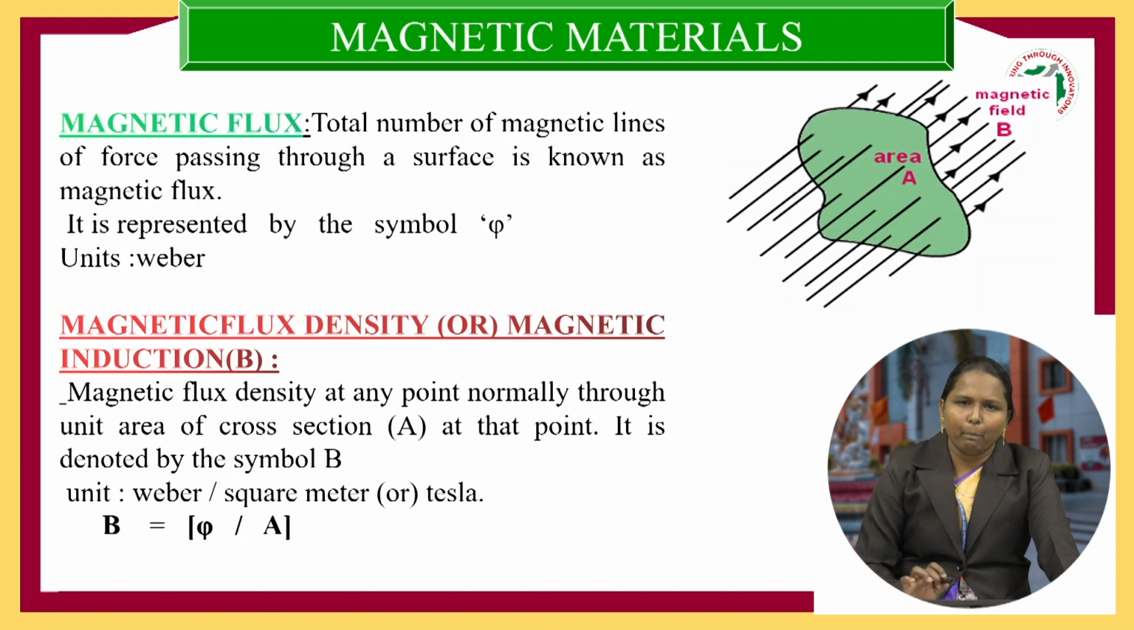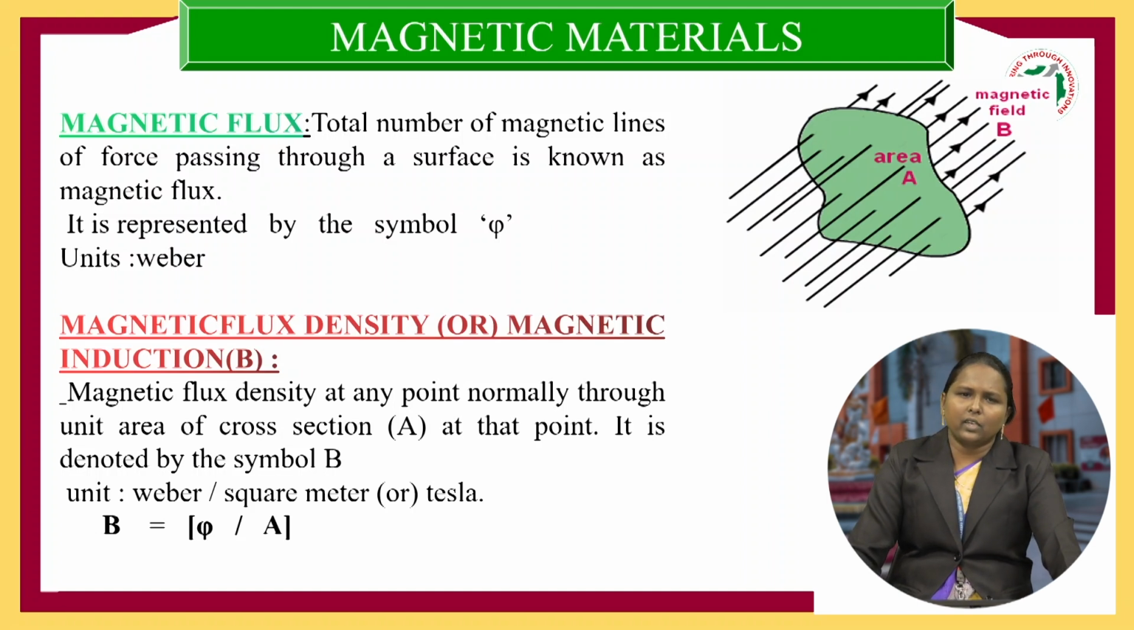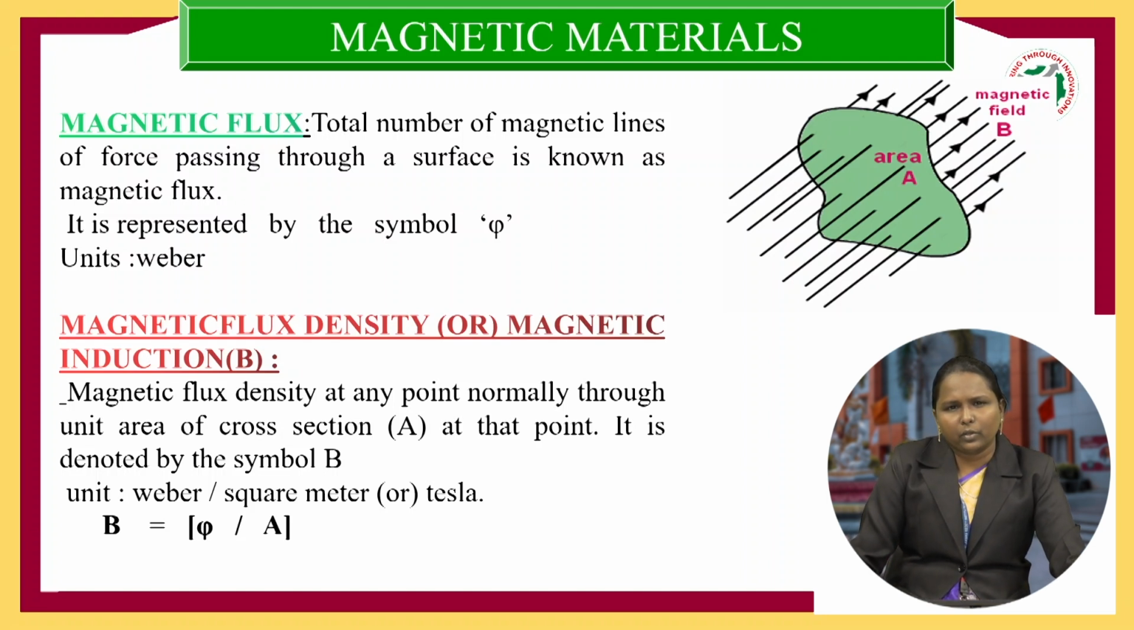So phi is the magnetic flux. The number of lines per unit area indicates the magnetic flux density. So we can remember it like this also: the induced magnetic field inside the material we can also call the magnetic flux density. Because of the external field we apply to the material, a field is created inside by the external field. That induced field we can also remember as capital B.